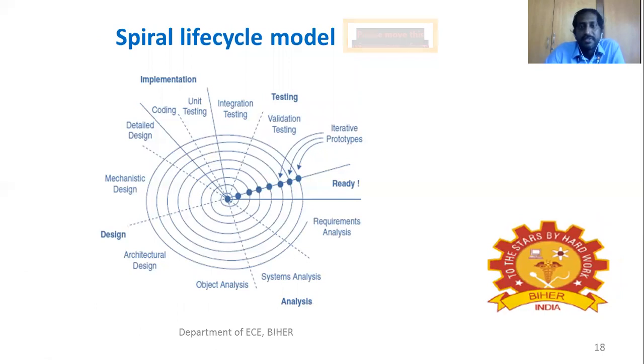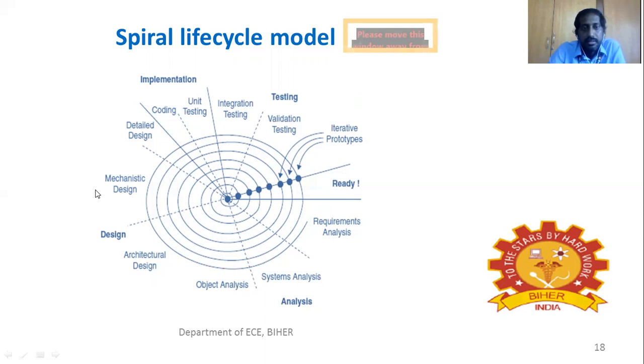So this is the spiral life cycle model. The various processes are there: integration, testing, everything. First we start with the product, whether we are getting the requirements, and then we go for requirement analysis. What things are required to solve this customer requirement, and then system analysis, and then object analysis, architectural design. Various hardware and software related to solving the issues are designed according to the requirements.